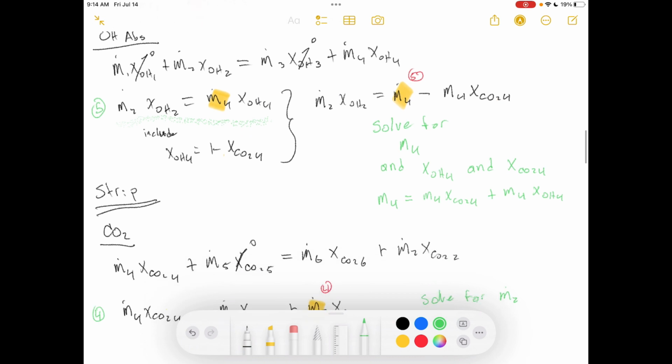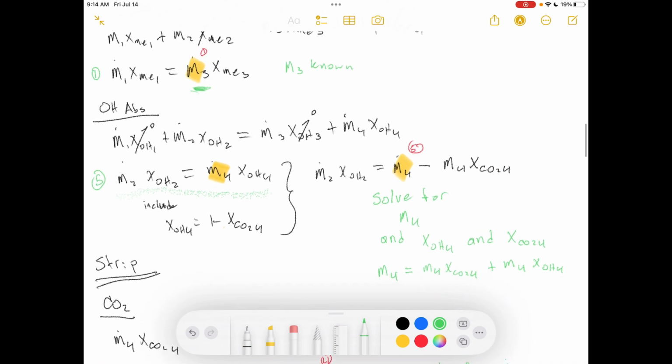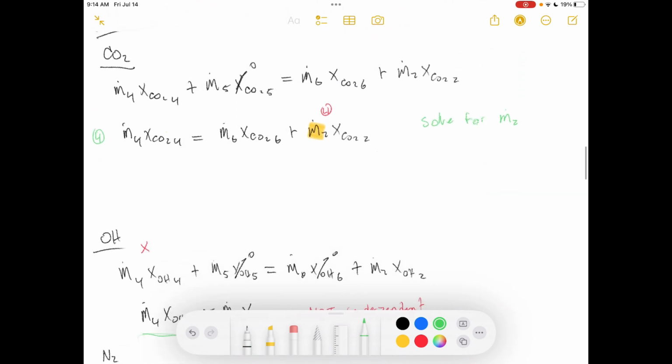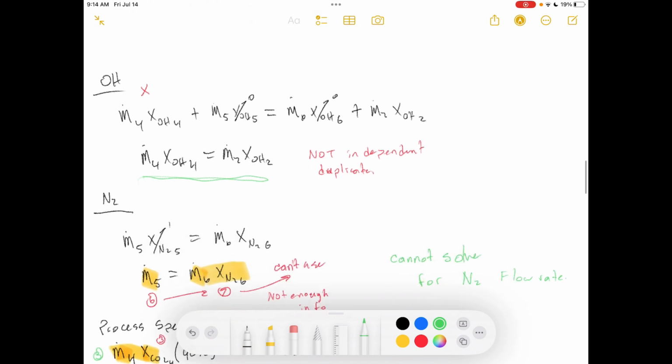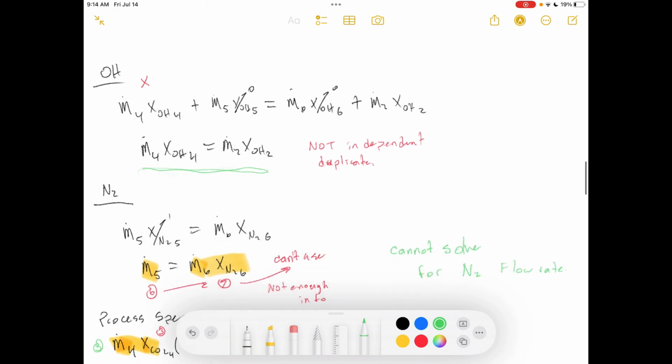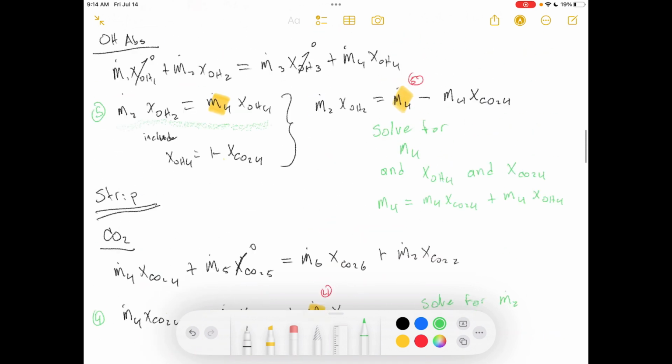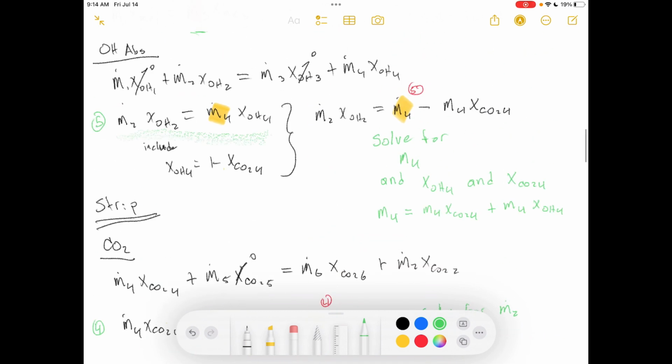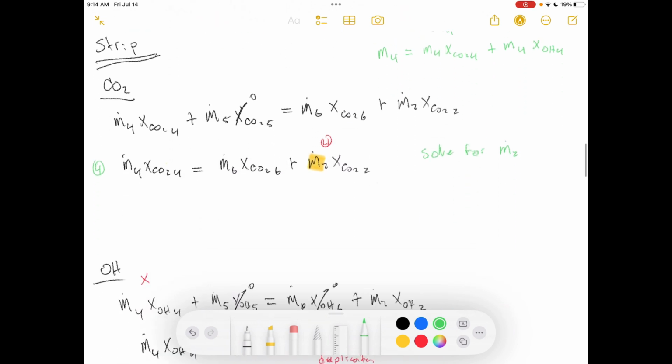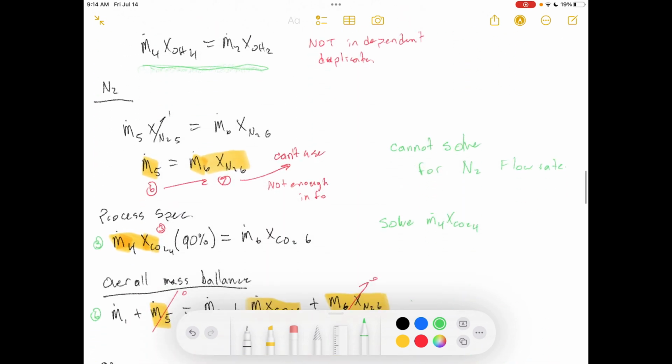Okay, so like I said before, not all of these equations are going to be independent. That doesn't mean you can't do the balance. It just means that, for instance, you can't use this equation and this equation to solve for the unknowns that you have, because they're going to have the same unknowns. You'll get something arbitrary or totally useless, like 1 equals 1 or 2 equals 2 or something like that. It's just not useful.